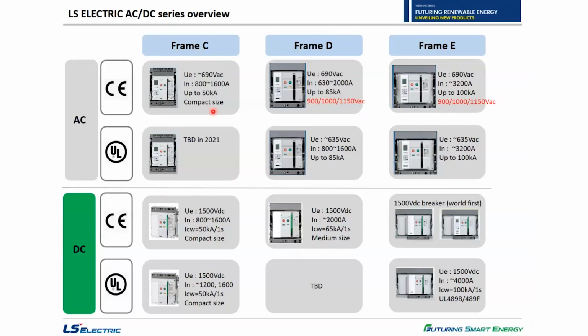So from frame C, frame E, we are trying to fill up our product portfolio in order to give you more options for your needs. I kindly invite you to check our latest products: UL compact DC switch, medium-sized D-frame DC switch, and higher voltage AC breaker for PV and wind industry.